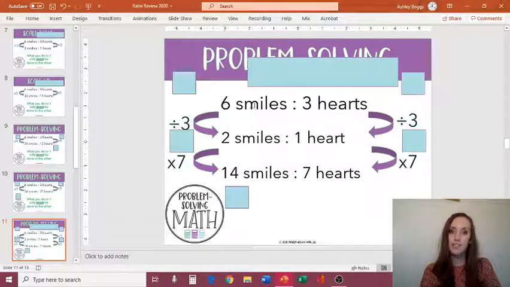So for every 6 smiles we have, we're given 3 hearts. For every 2 smiles we have 1 heart. And for every 14 smiles, we have 7 hearts. All of these are called equivalent ratios. They're equivalent to one another.